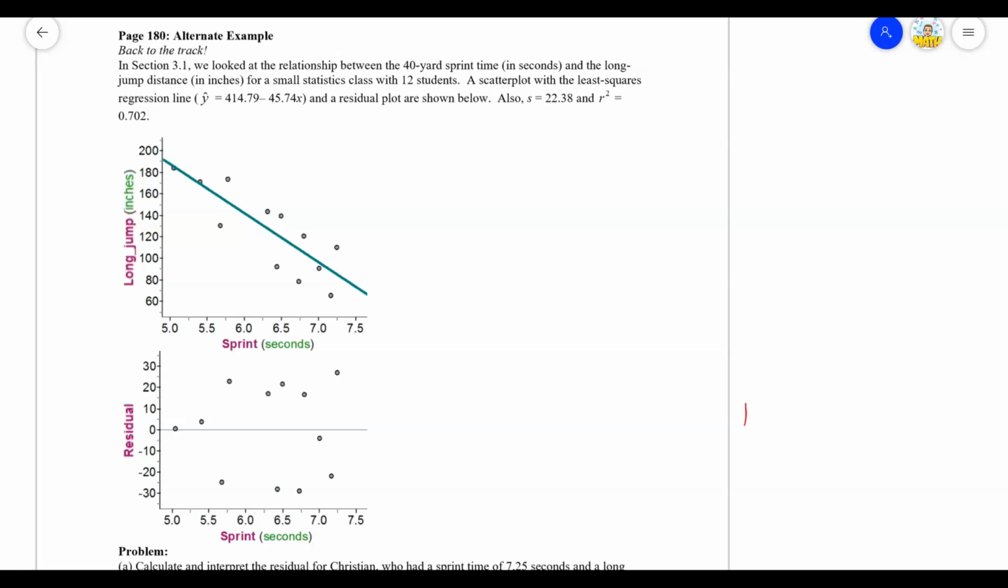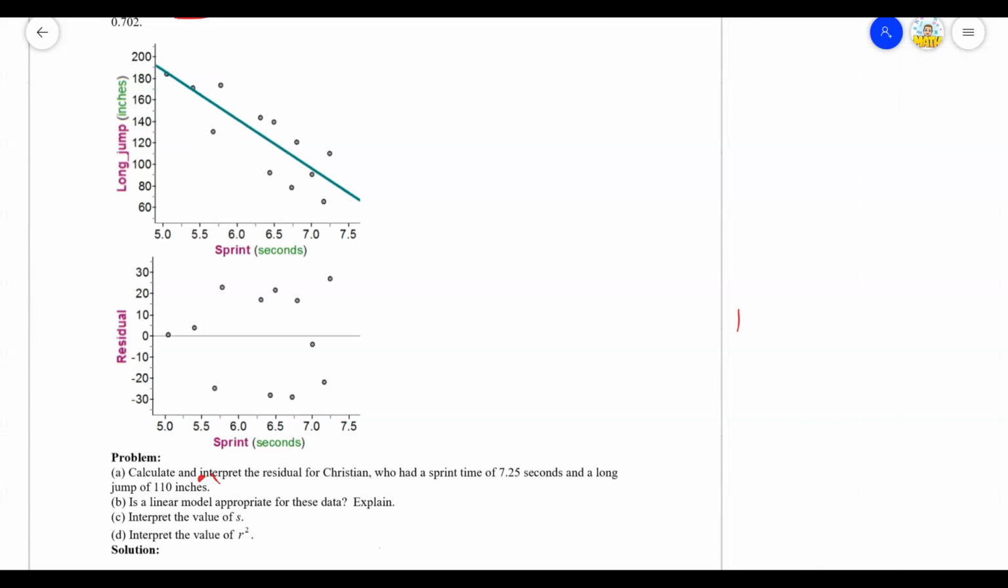All right, so different data now. We're getting away from the soda tapping. This is the 40-yard sprint times. We have seen this example before, and they're long jumps. So this is a scatter plot for 12 students. They give us the least squares regression equation and then also our residuals. So here it says calculate and most importantly interpret the residual for Christian, who had a sprint time of 7.25 and a long jump time of 110 inches.